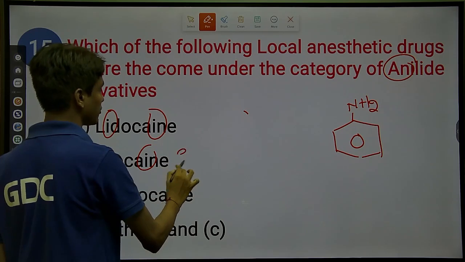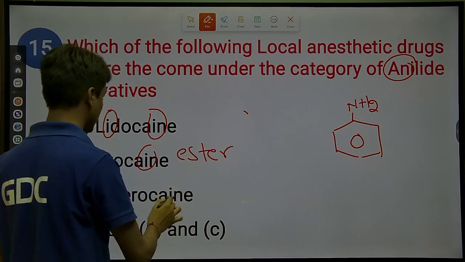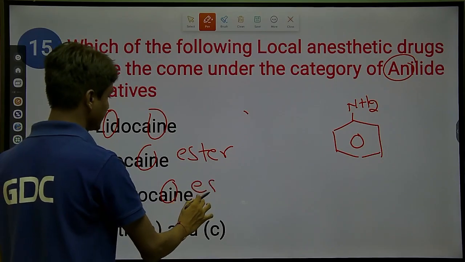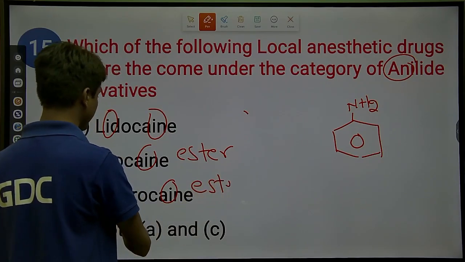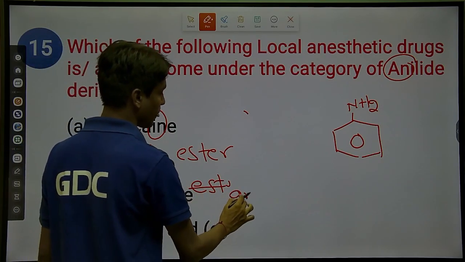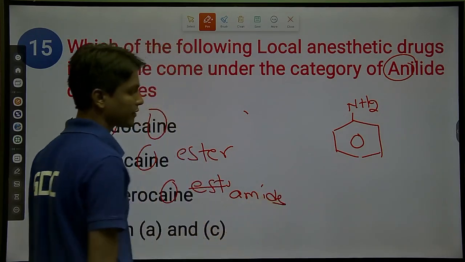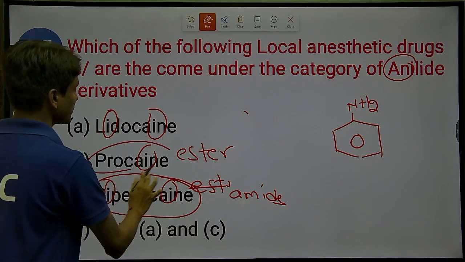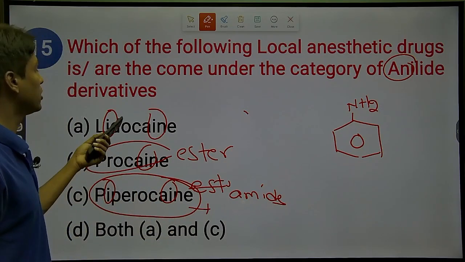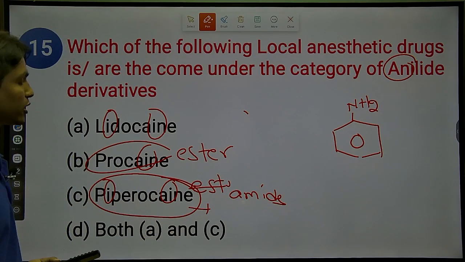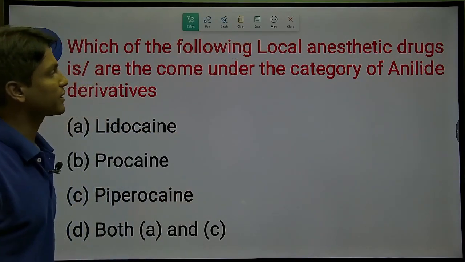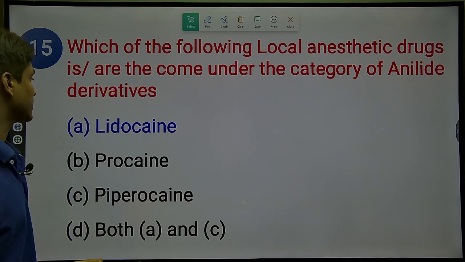This is an ester, with one O. Instead, this is an ester, and this also has one O. Sorry, this has two O's, so we can tell it is an amide. But when it comes to the derivative, it is a benzoic acid derivative. When it comes to lidocaine, it is an anilide derivative. We can observe the answer is lidocaine only.